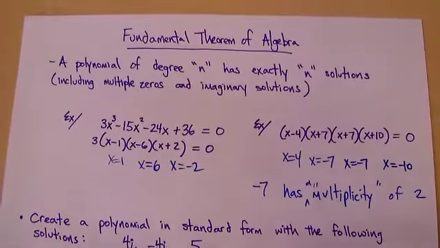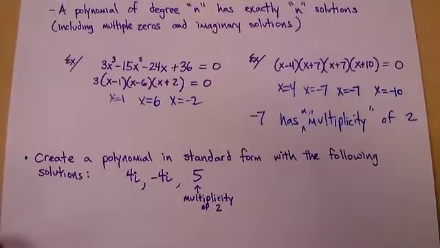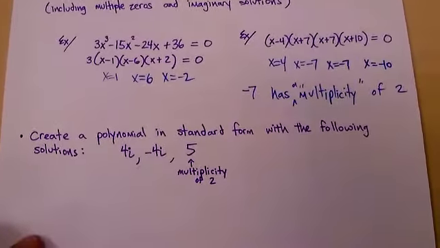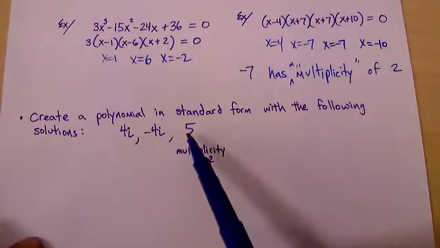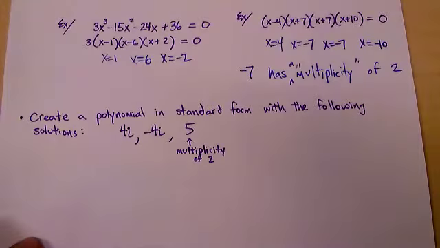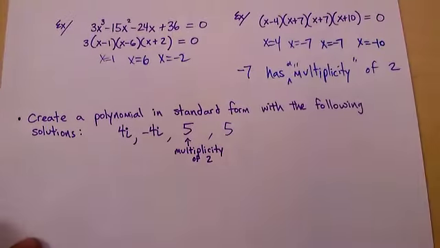To close out this video, I just have one other example here. We're going to create a polynomial in standard form, and I'm going to give you the answers that I want it to have. It's going to be 4i, -4i, and 5. But our solution of 5 is going to have a multiplicity of 2, which means essentially there's 2 5s.